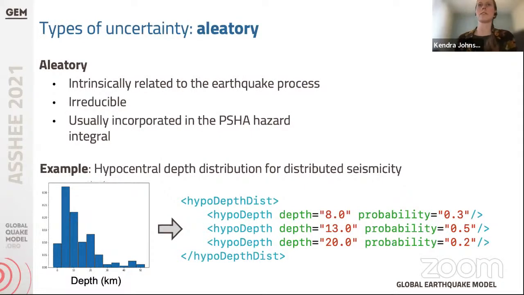And this is the type that's intrinsically related to the earthquake process and actually cannot be reduced. So we need to incorporate it on the inside of the hazard integral. So an example of this might be a hypocentral depth distribution for distributed seismicity, in which we know earthquakes are occurring at multiple different depths. So rather than assigning a single value, we assign multiple values and give different levels of probability to each depth value.